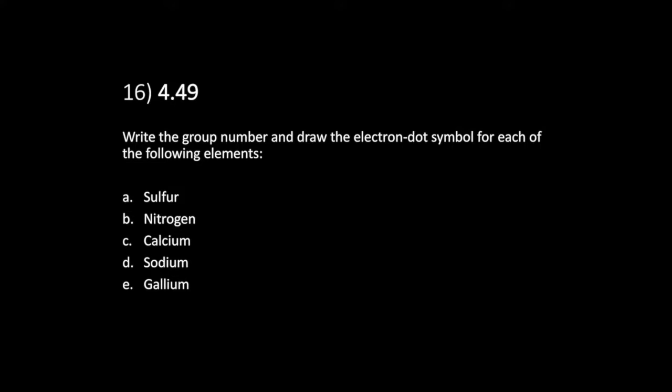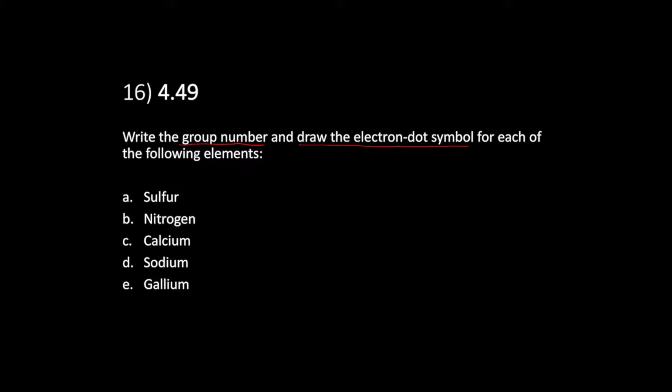So chapter 4, question 16, asks you to write the group number, that's the first thing, and then to draw the electron dot symbol for several different elements. Now, first, the group number is the column that the element's in. And then second, the electron dot symbol.